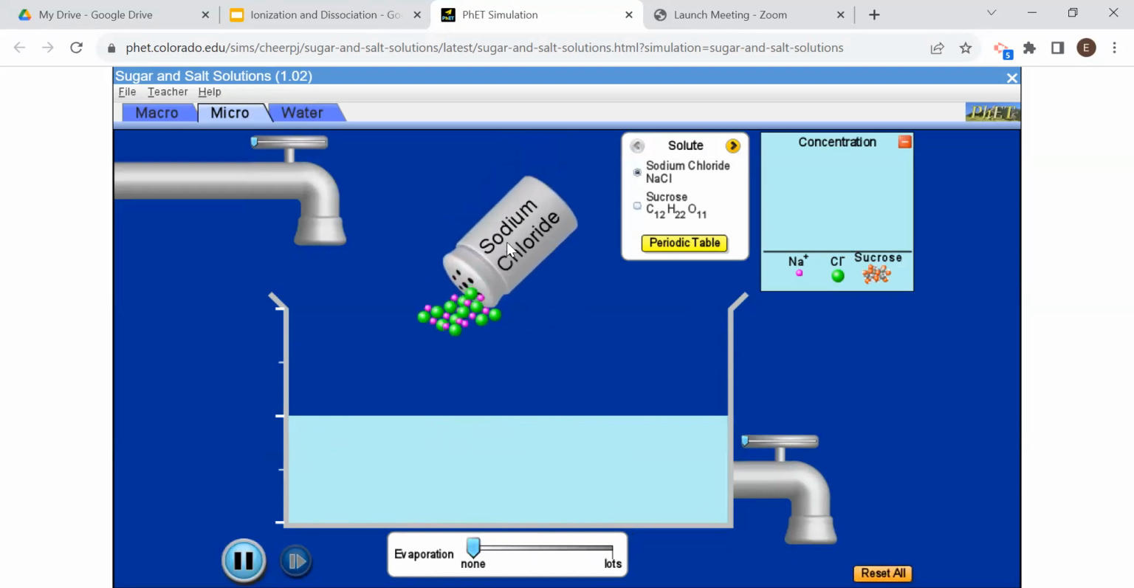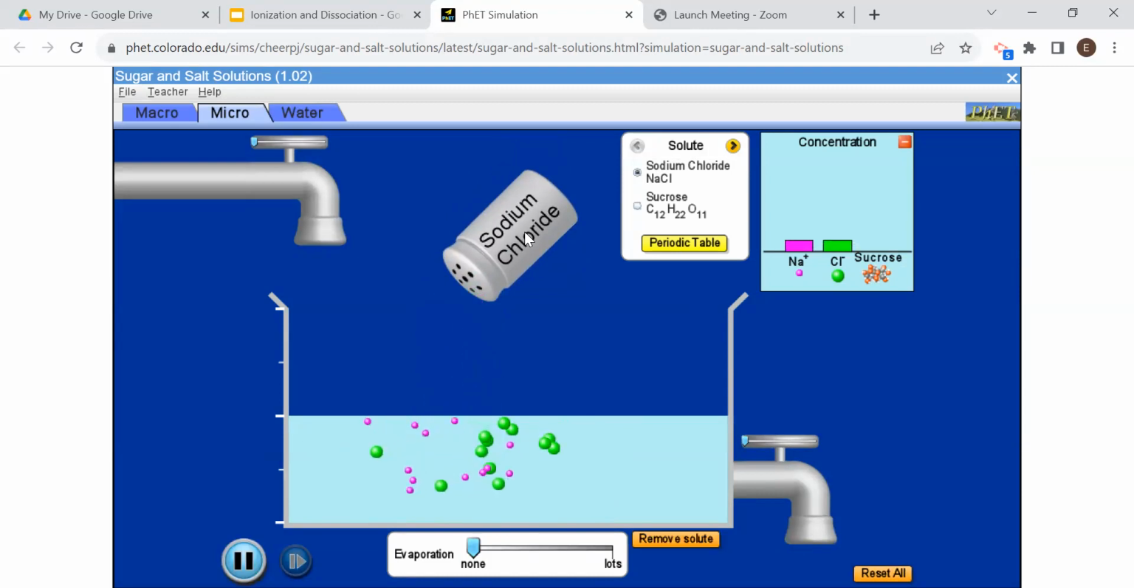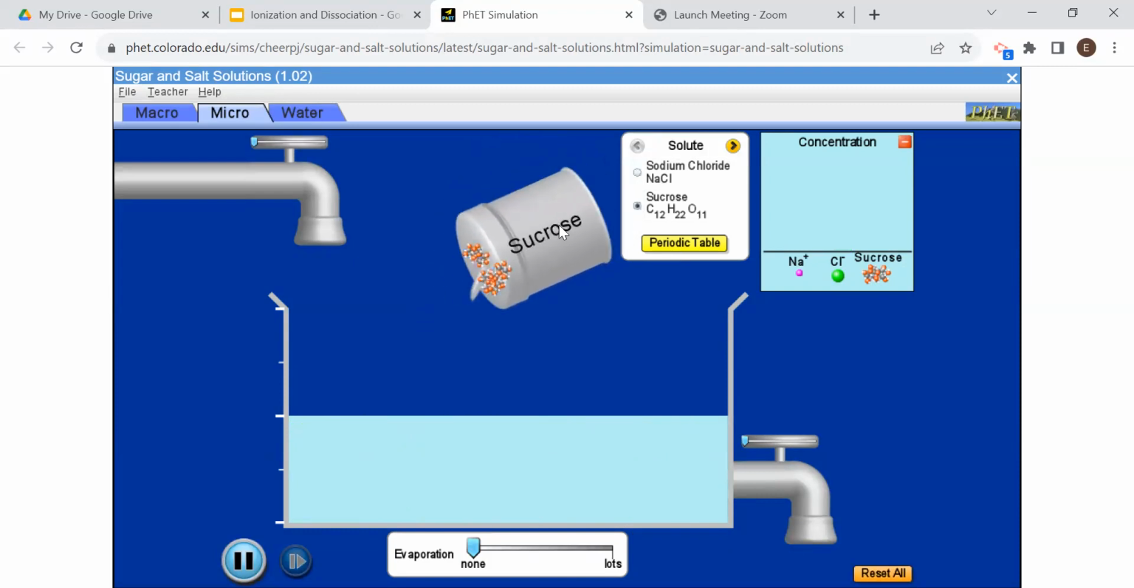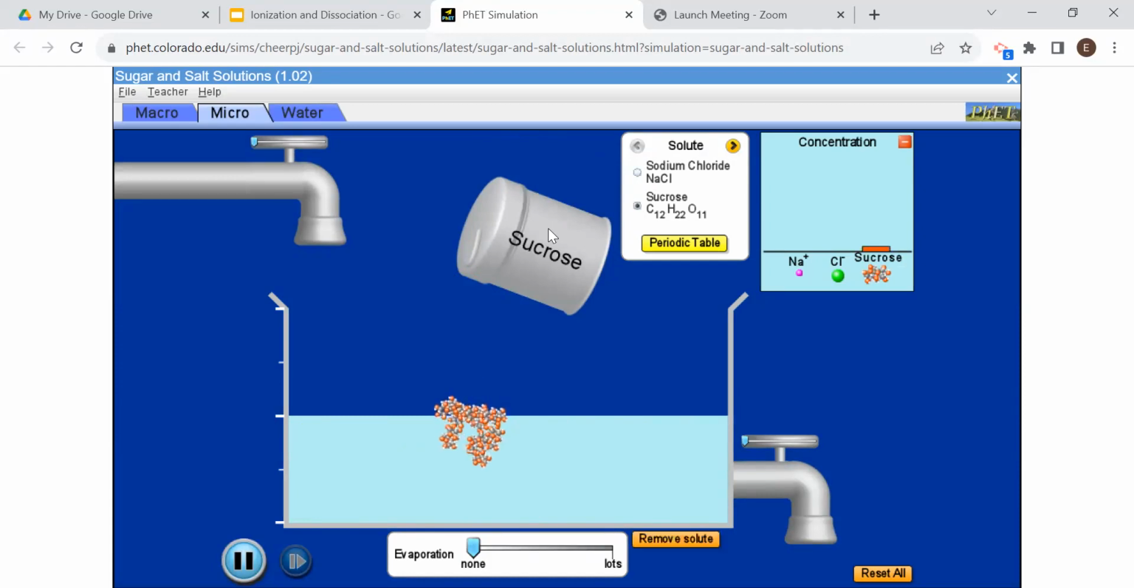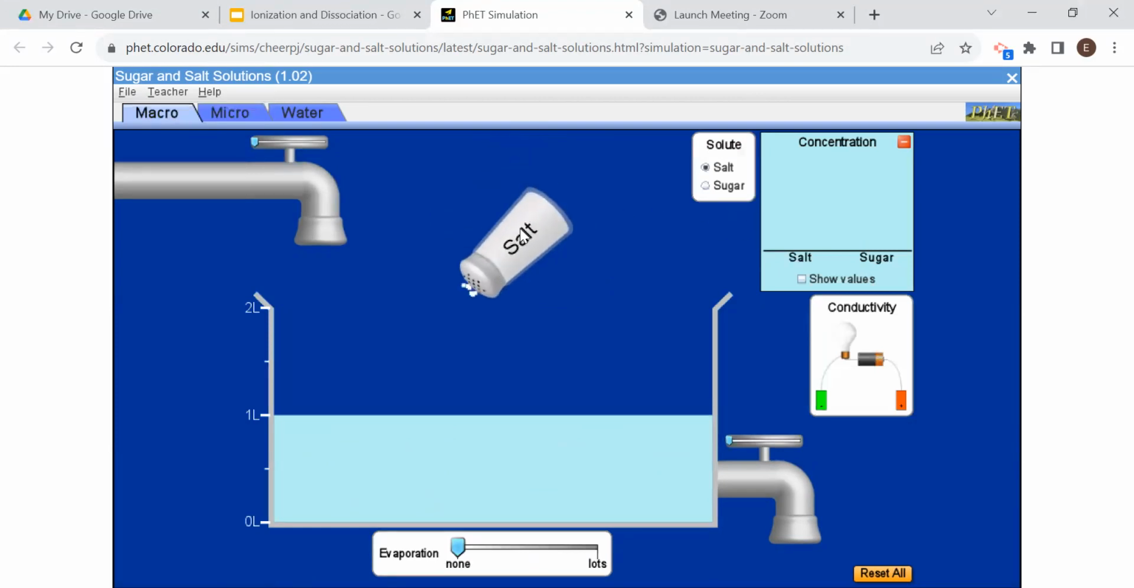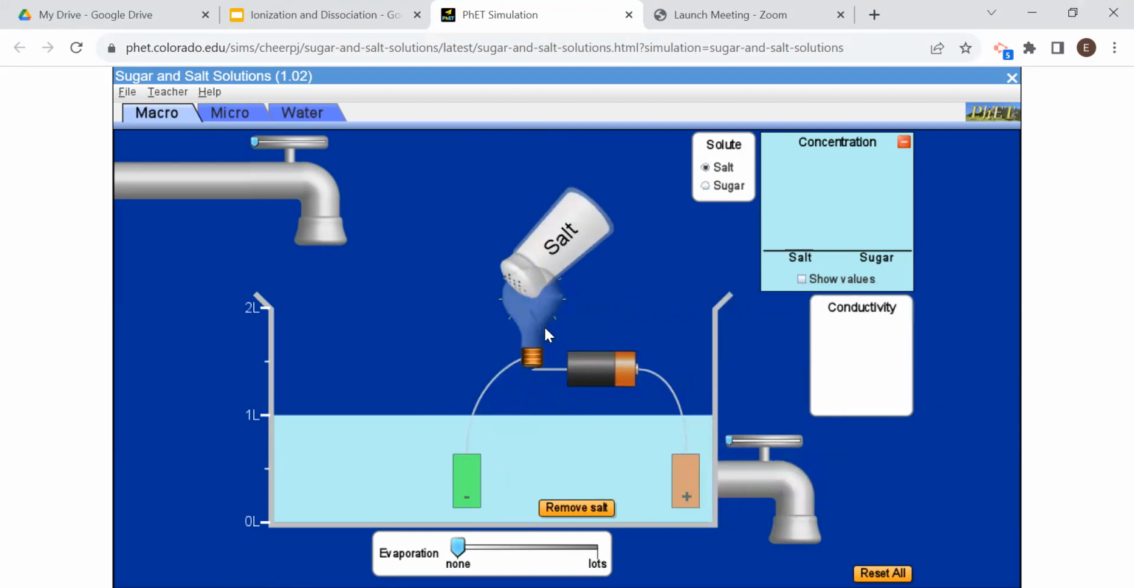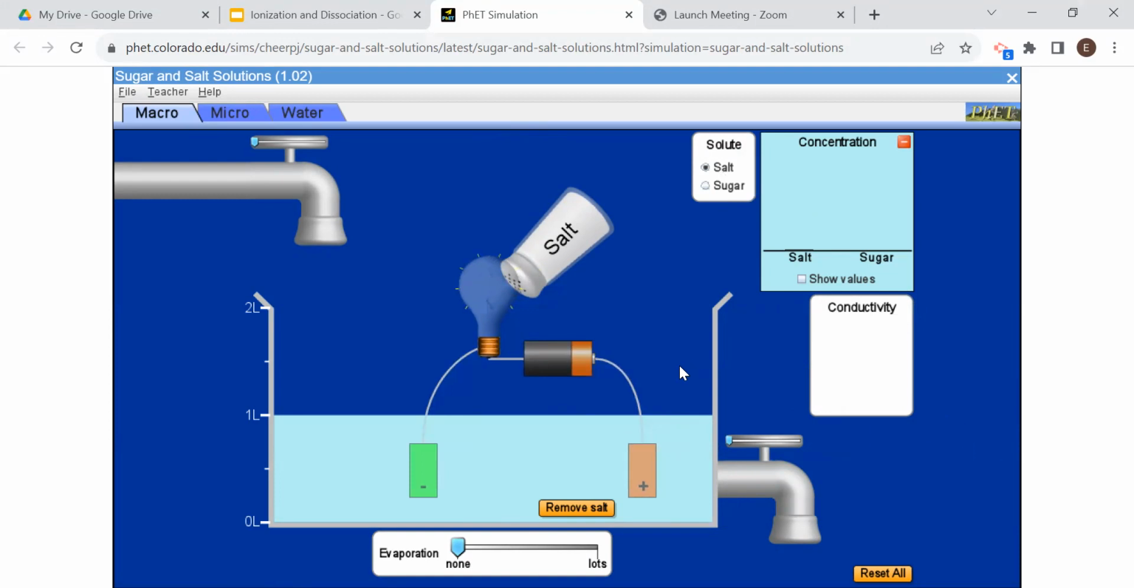So sodium chloride, ionic compounds dissociate into its ions, cation and its anion. Non-ionic compounds do not dissociate. Look at that. Non-ionic compounds do not dissociate. And these ionic compounds that dissociate, because of that they conduct electricity because of the presence of ions. You see that?